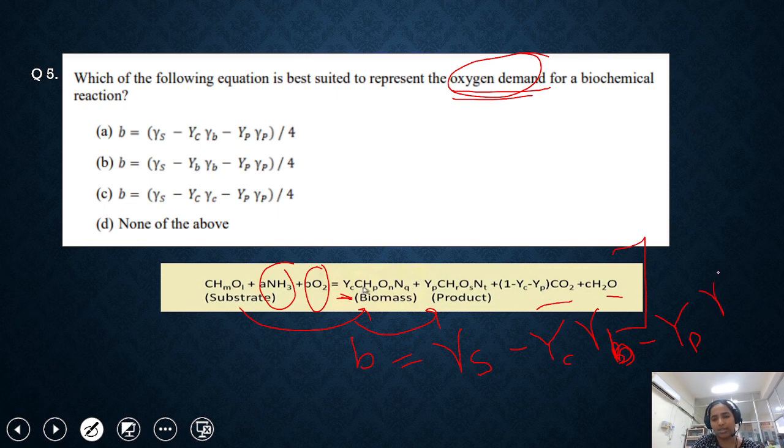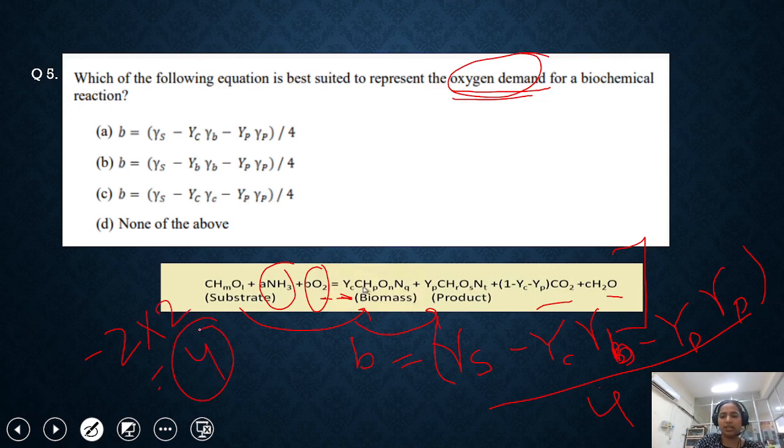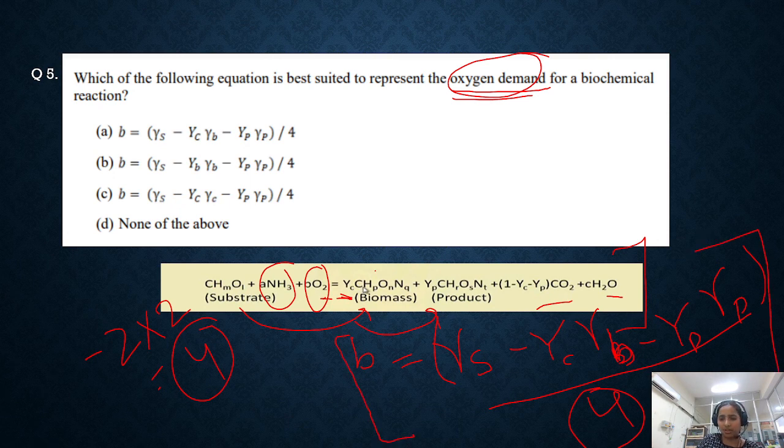Then what is the degree of reduction for product? Gamma P by 4. This 4 is coming from, because for oxygen we have considered the degree of reduction as -2, and because two elements are there, so this is 4. That's why this 4 is coming. So this is the oxygen demand for any biochemical reaction. You can use this formula in any chemical reaction in which biomass is produced, and even where both biomass and product are formed.